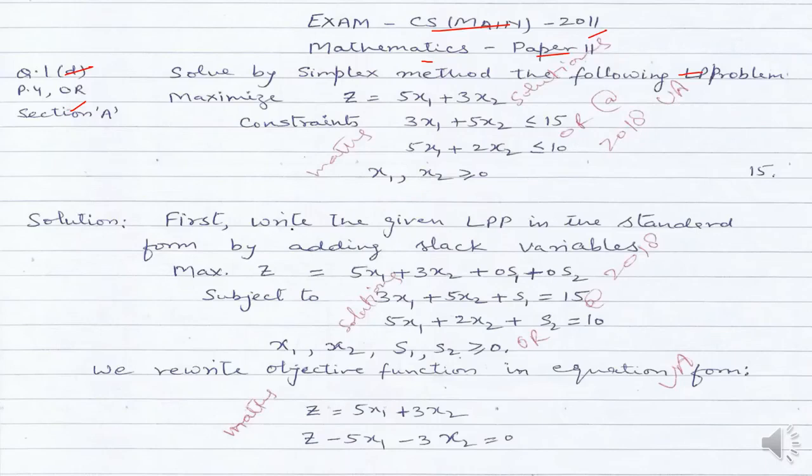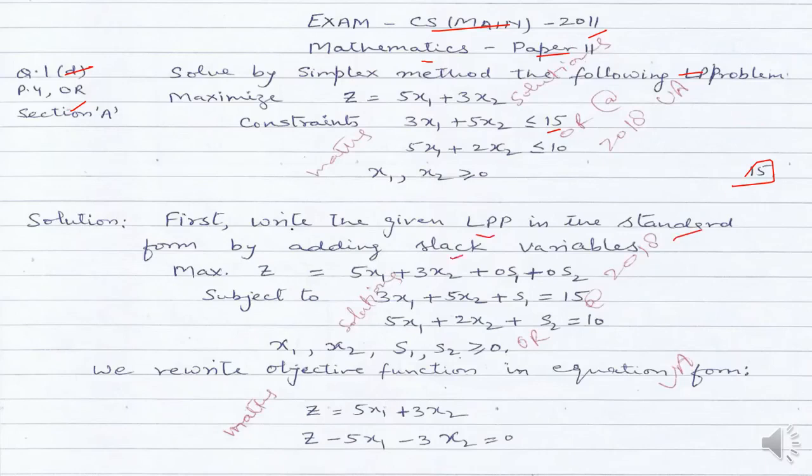this is an LP problem, linear programming problem: maximize z = 5x1 + 3x2, and the constraints are 3x1 + 5x2 ≤ 15, 5x1 + 2x2 ≤ 10, with x1, x2 ≥ 0. This question is of 15 marks. So first we write the problem in standard form.